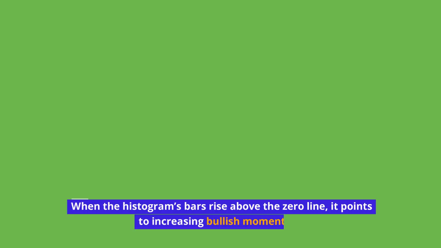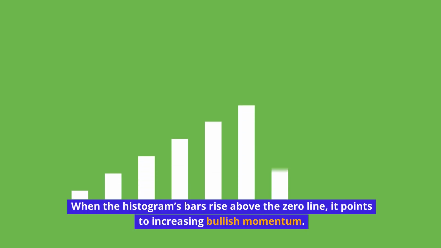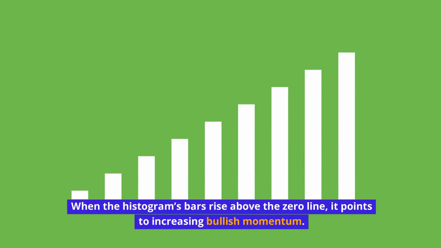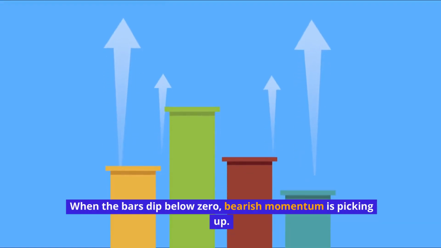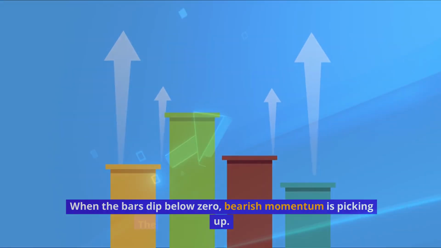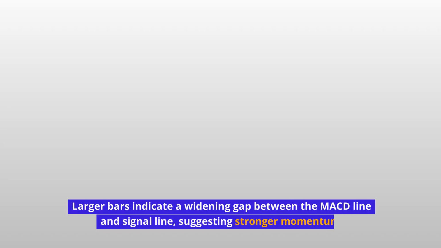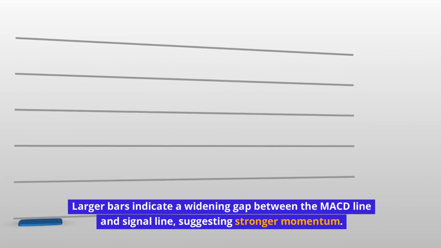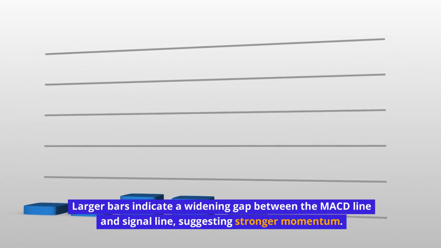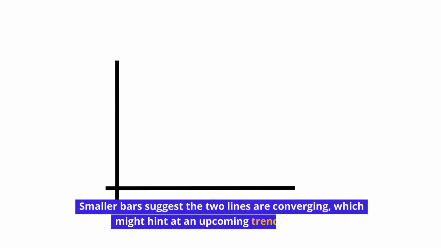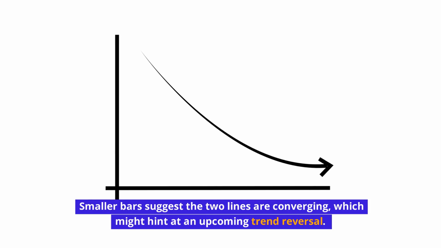When the histogram's bars rise above the zero line, it points to increasing bullish momentum. When the bars dip below zero, bearish momentum is picking up. The size of the bars matters, too. Larger bars indicate a widening gap between the MACD line and signal line, suggesting stronger momentum. Smaller bars suggest the two lines are converging, which might hint at an upcoming trend reversal.